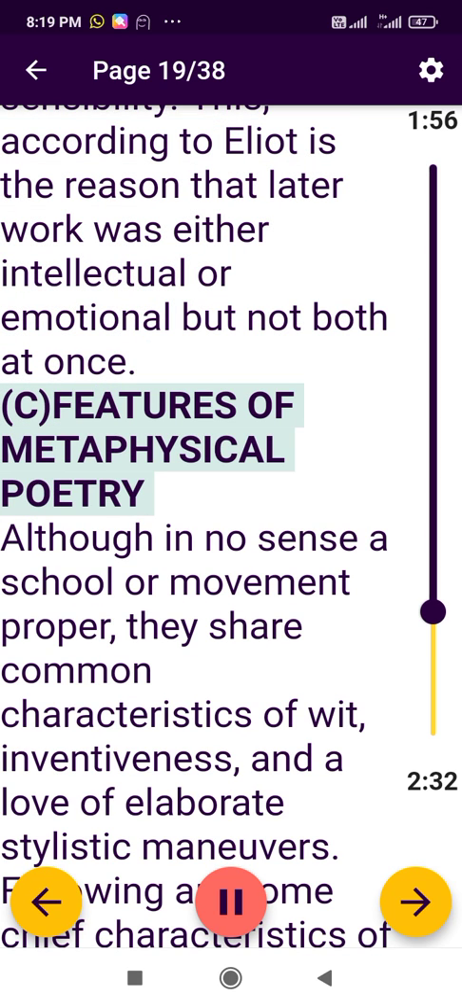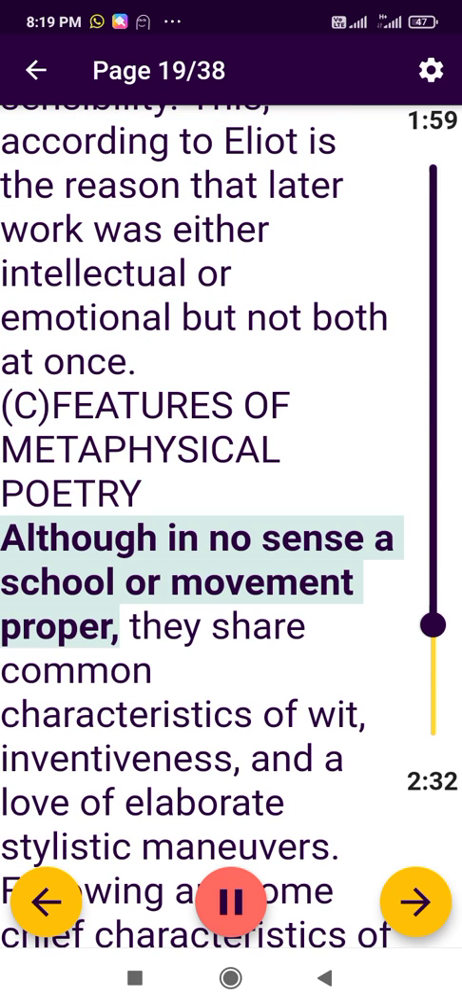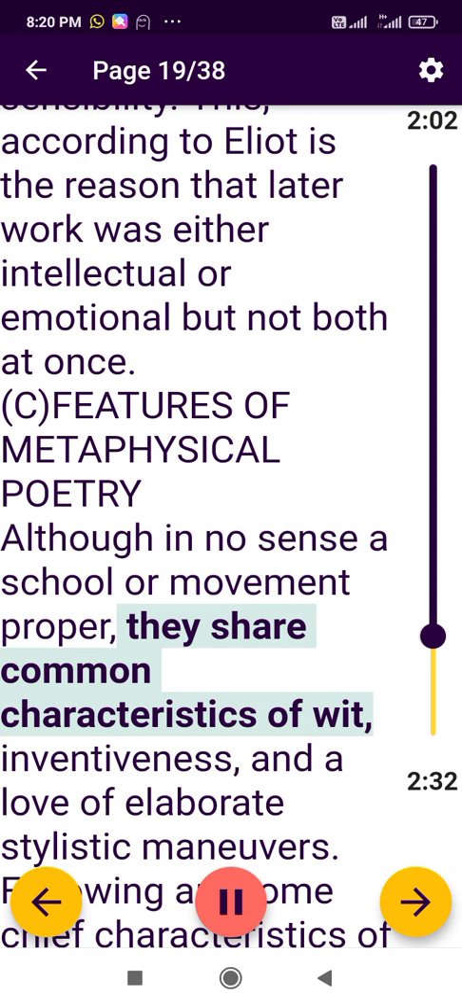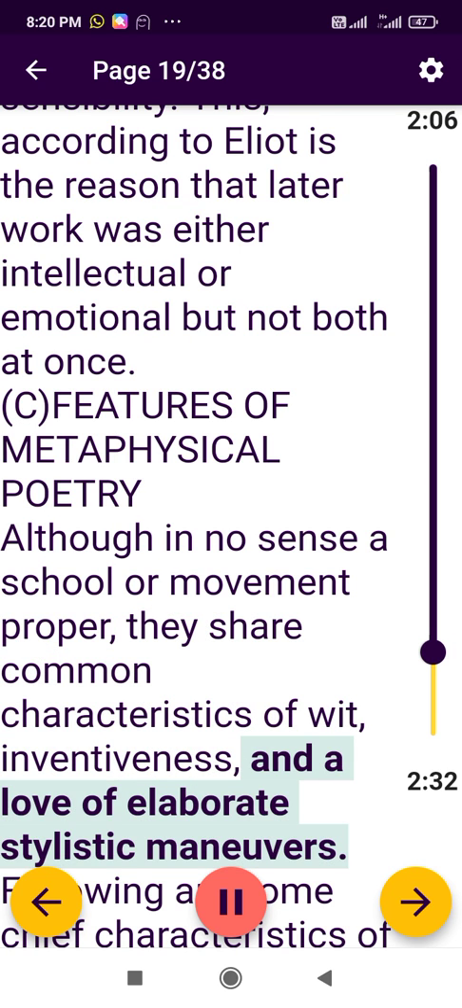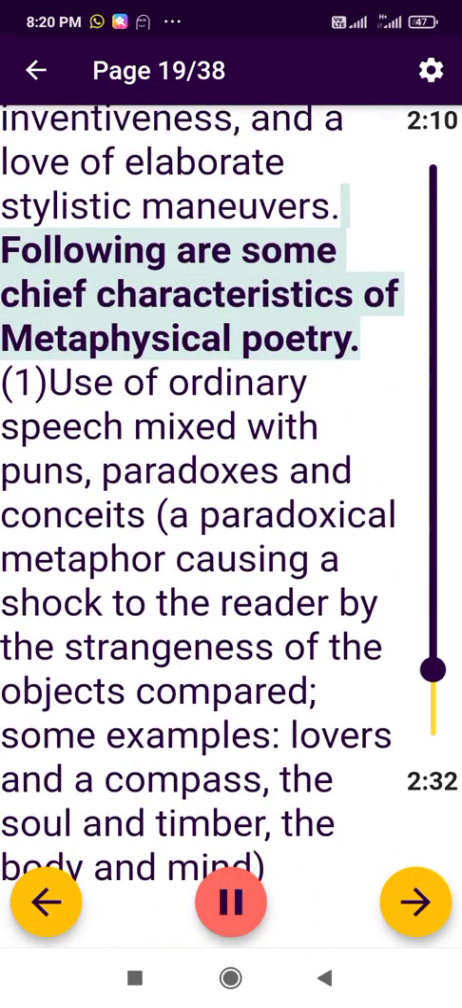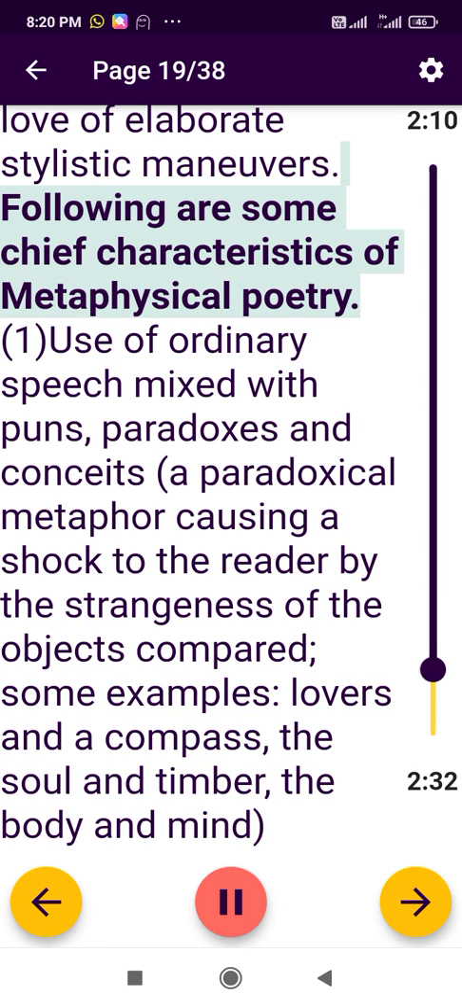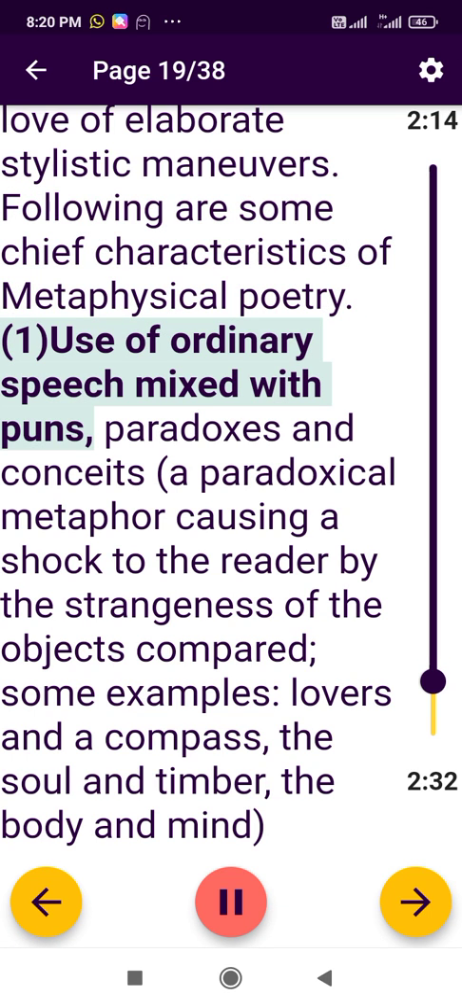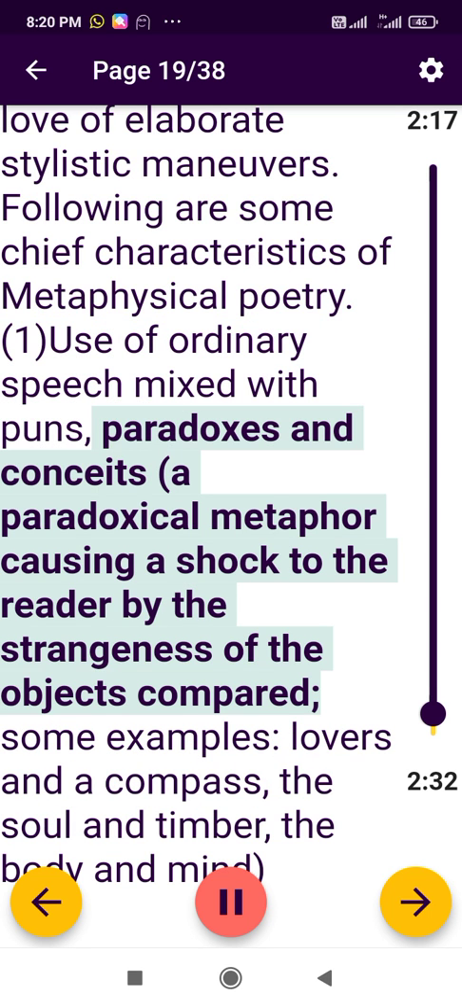C. Features of metaphysical poetry. Although in no sense a school or movement proper, they share common characteristics of wit, inventiveness, and a love of elaborate stylistic maneuvers. Following are some chief characteristics of metaphysical poetry. 1. Use of ordinary speech mixed with puns, paradoxes and conceits. A paradoxical metaphor causing a shock to the reader by the strangeness of the objects compared.